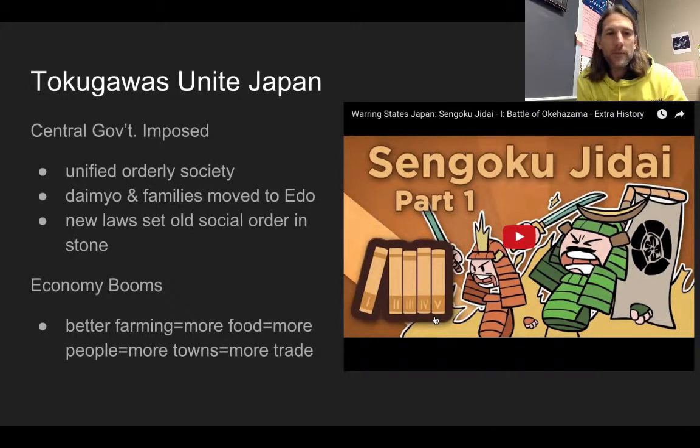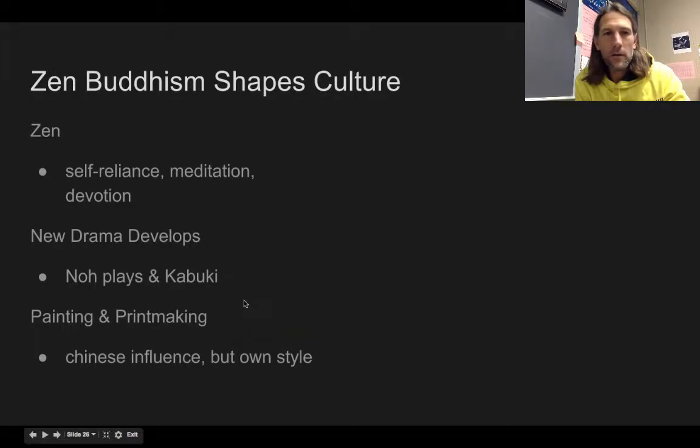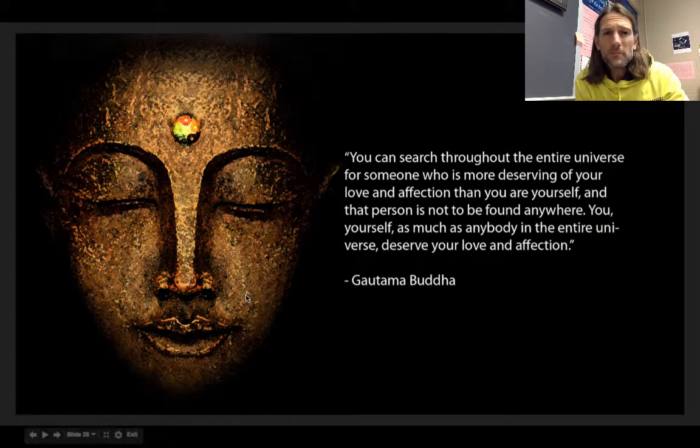And one of the things that happens after the Tokugawas gain control of Japan and centralize power is that the economy booms. There's better farming, more food, more people, more trade, more towns. Everything is pretty good for Japan, and they flourish over the next few centuries until we get to European and American intervention.